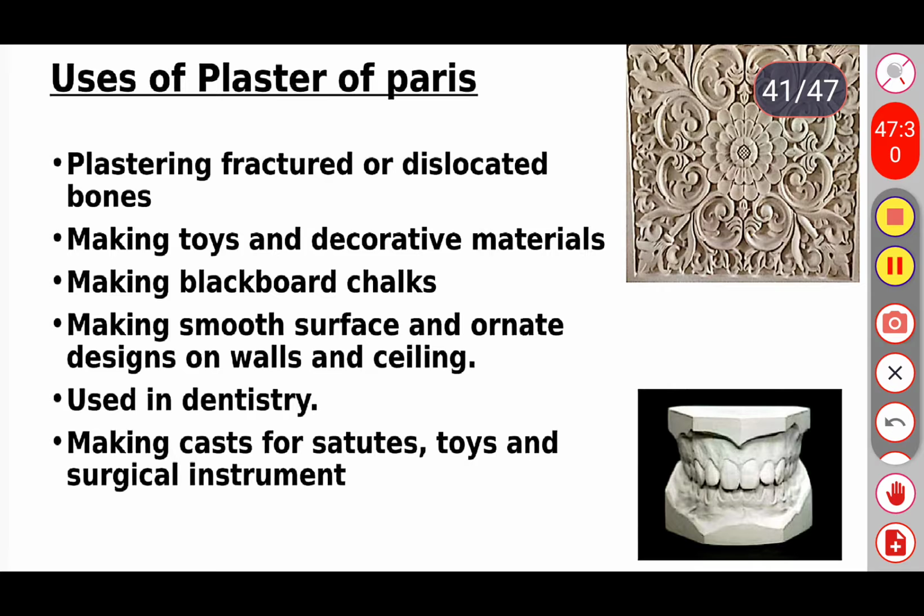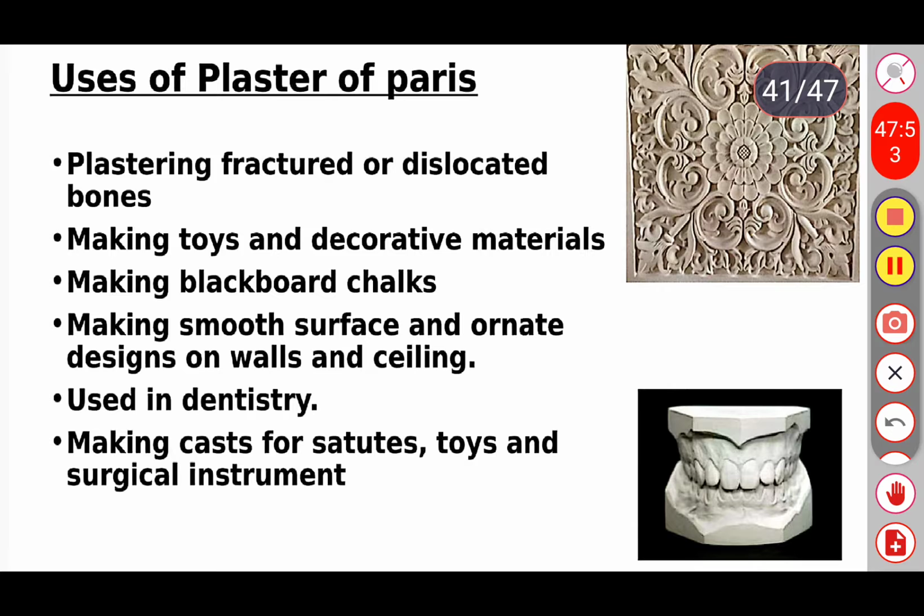And next one is in the making of fire roofings. Fire roofings also we are using the same type of component, that is POP. See here some of the uses are given. The first one is plastering fractured or dislocated bones.